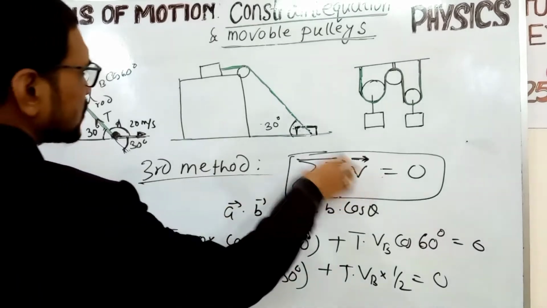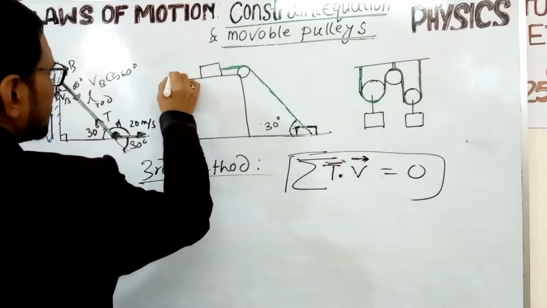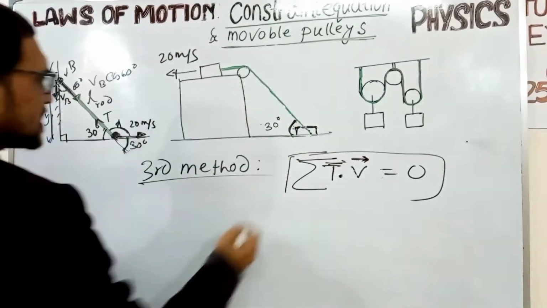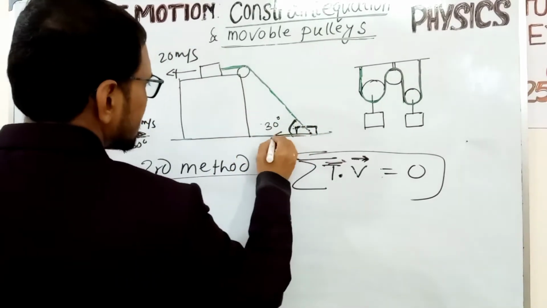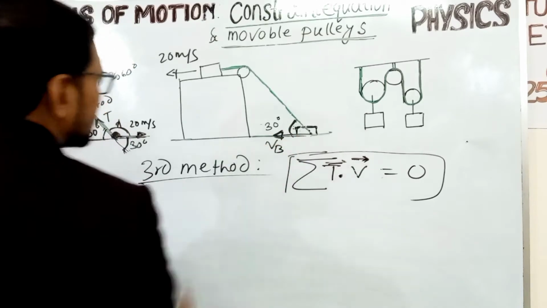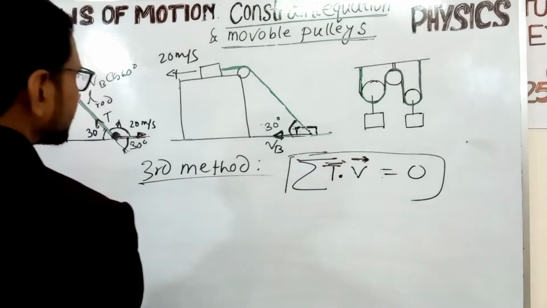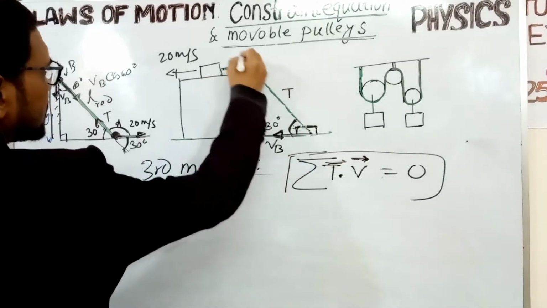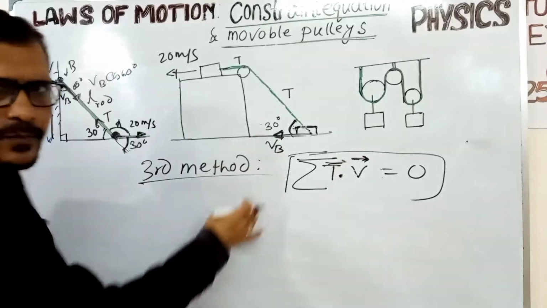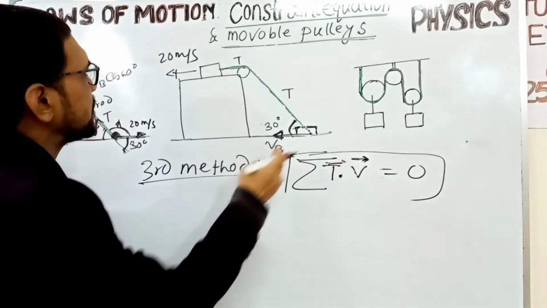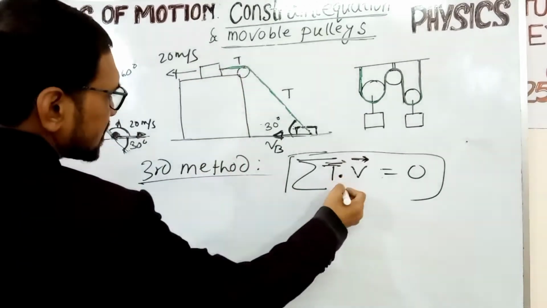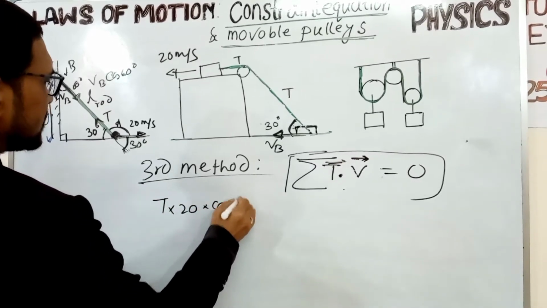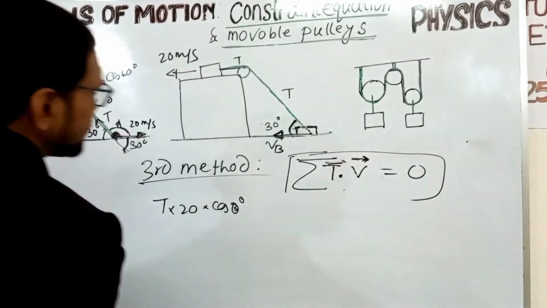Now if we apply this method here, the block moves with its velocity, suppose 20 meter per second, and this angle is 30 degree. When this angle is 30 degree, what is the velocity of this body? Now here the string is the same, so the tension remains the same. So if we apply this method, T into 20 cos 0 degree, because tension and velocity are in the same direction.